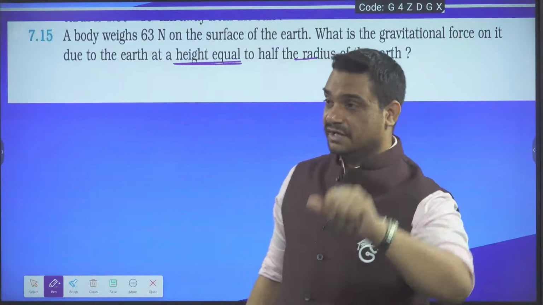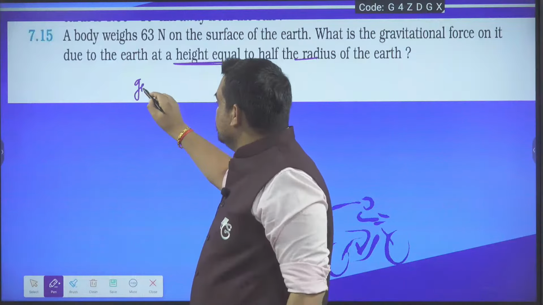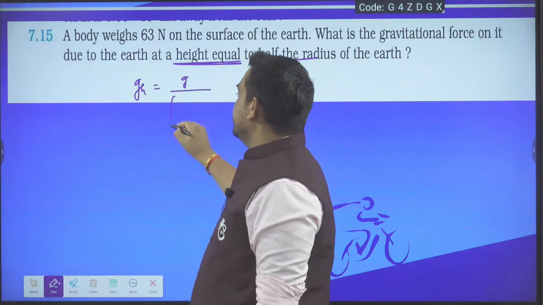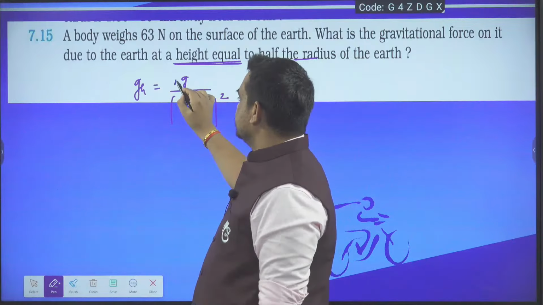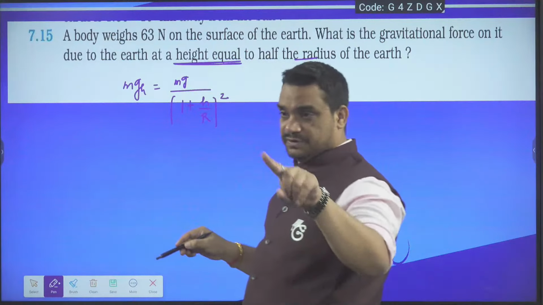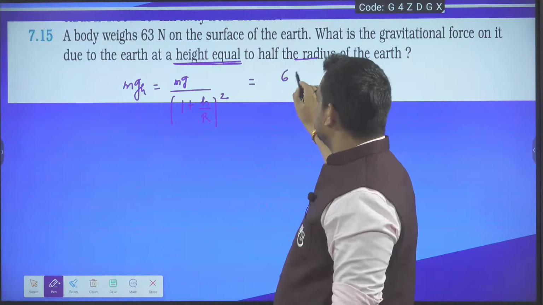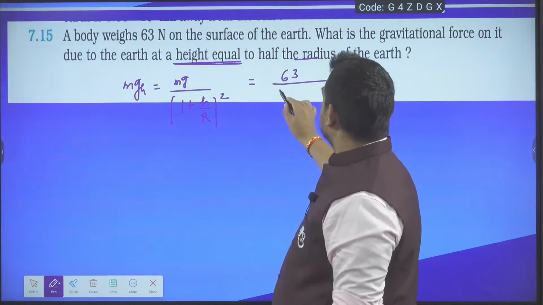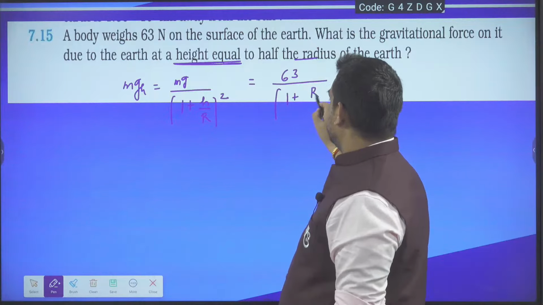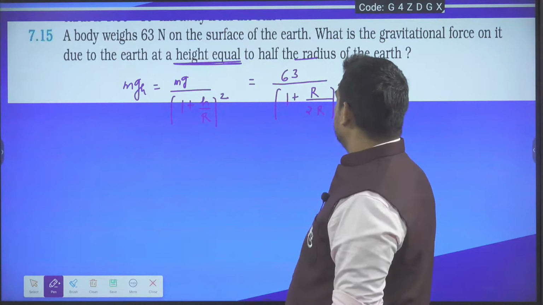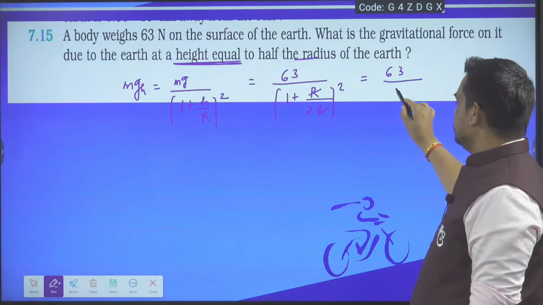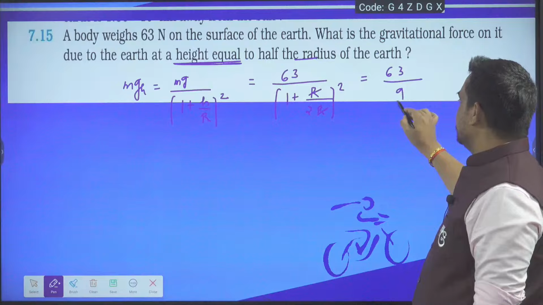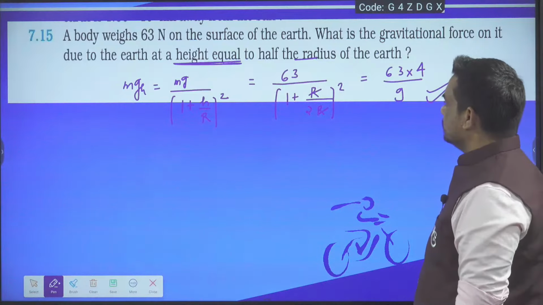Here height is given. So for the height, we'll use this formula: g_h equals g divided by (1 plus h by R) whole square. One question for the depth also will be there. So we can say 63 divided by 1 plus h by R; h is R by 2, R cancelled. So this becomes 63 divided by (1 plus 1 by 2), which is 3 by 2. 3 by 2 whole square will be 9 by 4. This is the answer.